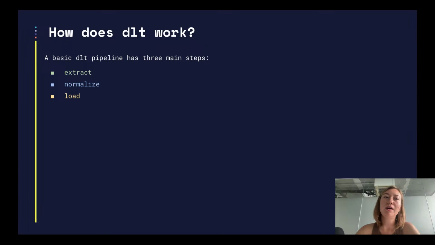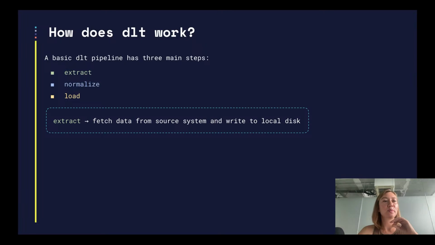Let me tell you briefly how DLT works. A basic DLT pipeline has 3 main steps. First, extract, normalize, and load. Extract means it fetches data from the source system and writes it to local disk as JSON files or Parquet files or any other files.